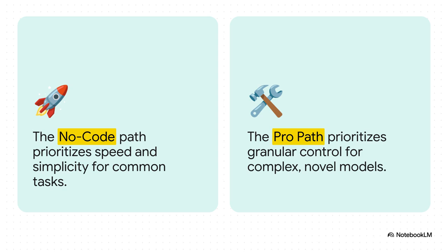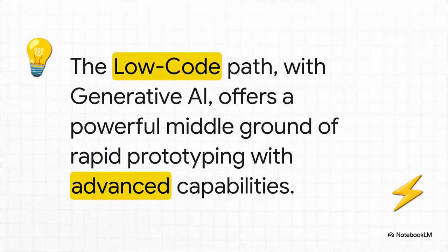Absolutely essential when you're working on something brand new or trying to squeeze out every last bit of performance. But this low-code path has become this incredibly powerful middle ground, especially now with generative AI. With tools like Vertex AI Studio, you can prototype amazing applications that can summarize long documents or generate fantastic marketing copy in minutes. Not months, minutes. It's a massive game changer for the speed of innovation.